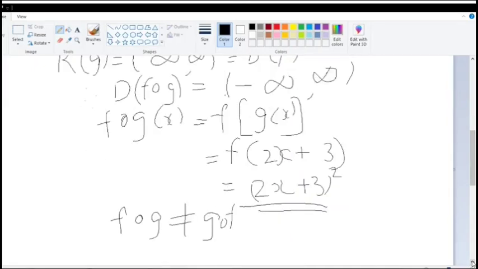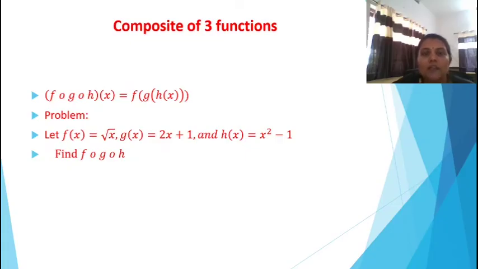Now f composite g of x equal to f of g of x, which is equal to f of 2x plus 3. F of x is x square. Therefore f of 2x plus 3 is 2x plus 3 whole square. So we have noted that f composite g of x is not equal to g composite f of x.